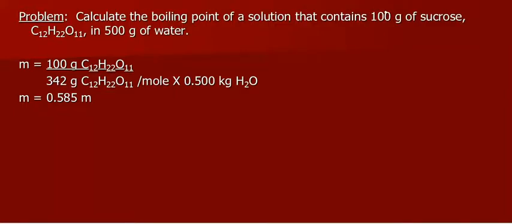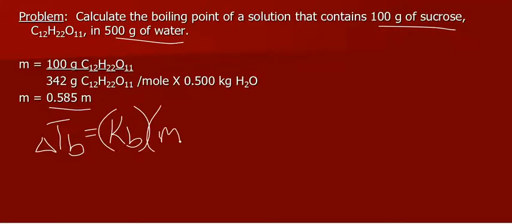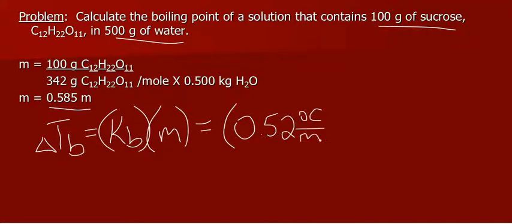Anytime I'm calculating the boiling point of a solution, the first thing I need to find is the molality. So molality is moles of solute divided by kilograms of solvent. My solute is sucrose, solvent is water. So I found the molality 0.585. My equation for the change in boiling point is delta TB equals KB times m. KB for water is 0.52 degrees Celsius per molal. That's a constant for water. The molality, 0.585.